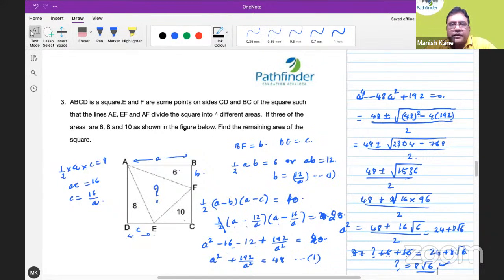Is the solution clear to all? It is a fantastic question. And once again, this is very much like a CAT question. All you require is a very, very basic concept and some know-how of quadratic equations, and you should be able to solve such questions.